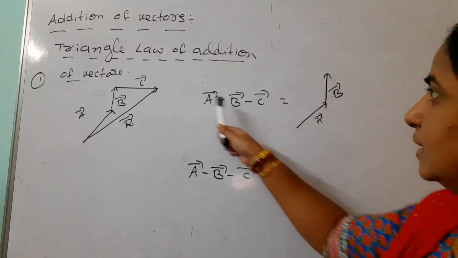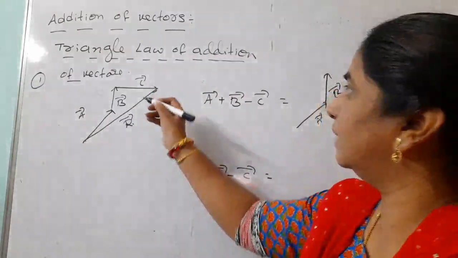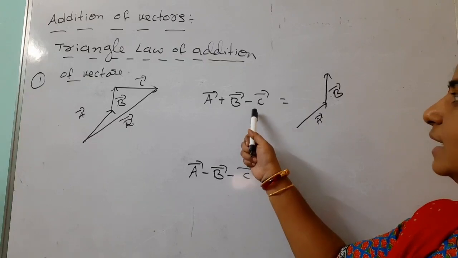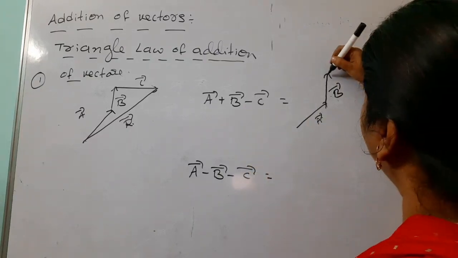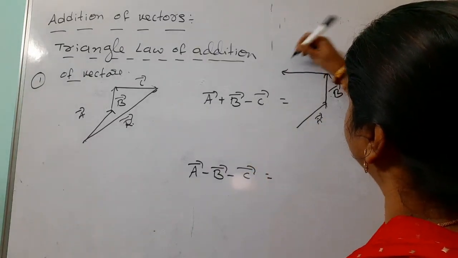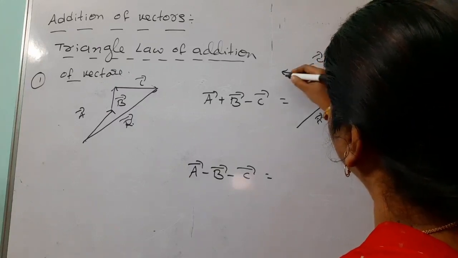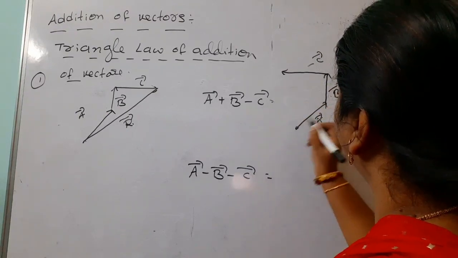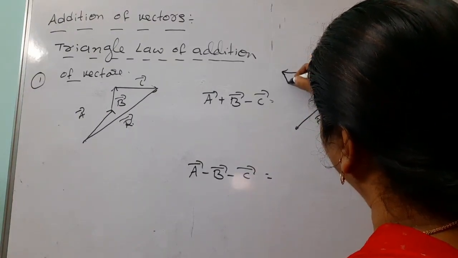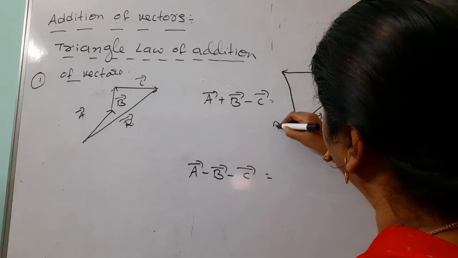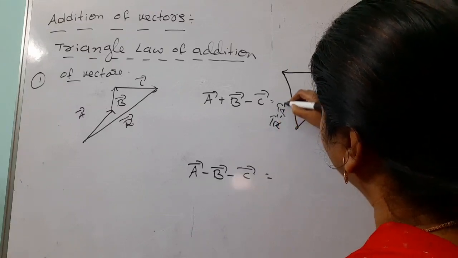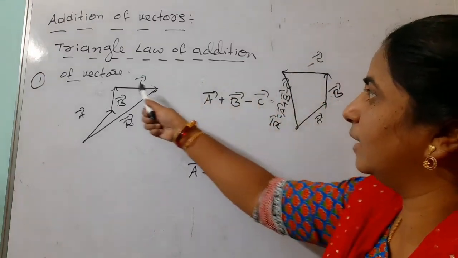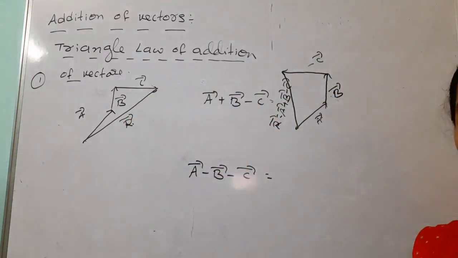But see, C bar direction is like this, from left hand side to right hand side, but we want minus C bar, which means we go from right to left like this. This is the minus C bar. Then how to find the resultant? As usual, we join the initial point of the first vector and the tail of the last vector. See, R bar equals A bar plus B bar minus C bar. Why? It is anti-parallel to C bar, that's why this is the minus C bar.